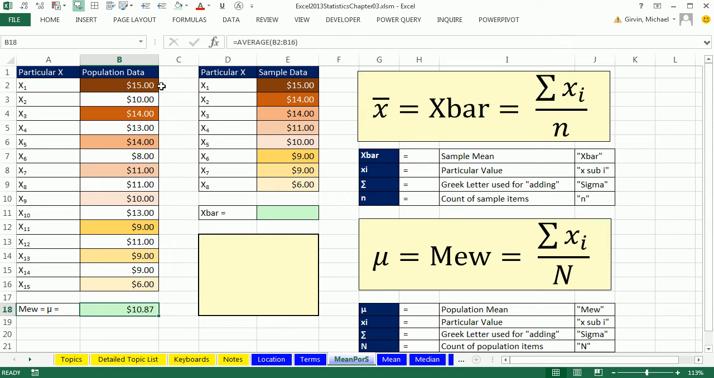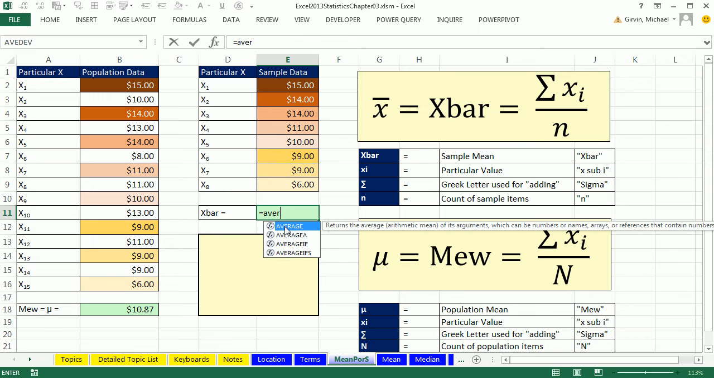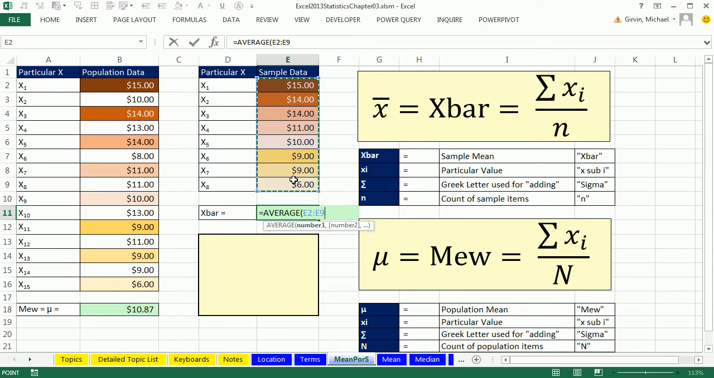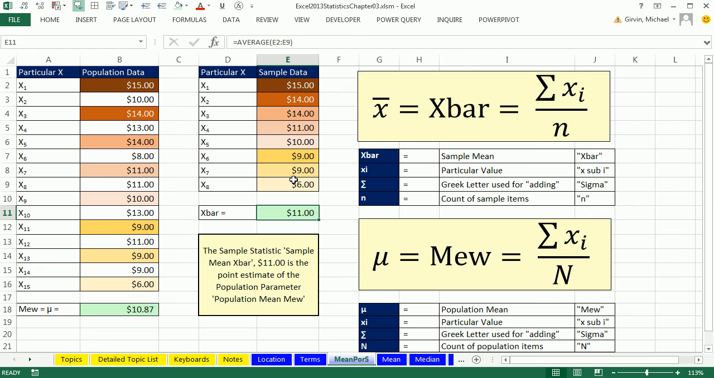Now here's a sample. You can see I color coded it. I just took every other one. Let's calculate the sample here. X bar, this is going to be equals average. Oh, we're using the same function for both. That won't always be the case. Sometimes, like for standard deviation, we'll have a different formula for sample than for the population. But for mean, they're both the same, average. $11. Well, most of the time, our X bar will be a pretty good point estimator of our population parameter.